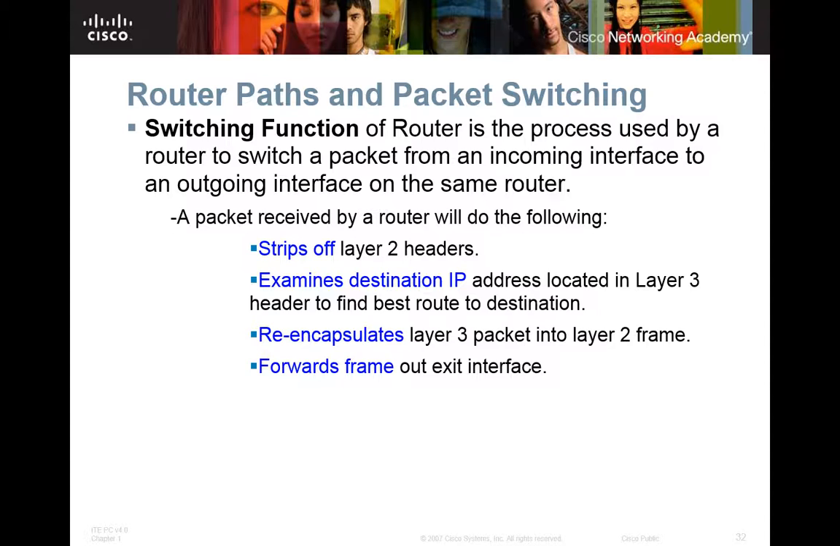The switching function of the router. Basically, now we're back down to layer 2 at the MAC address layer. It's going to strip off those layer 2 headers so it can determine the IP address for the destination and the source, re-encapsulate it back in an IP packet, and send it on. Any questions?